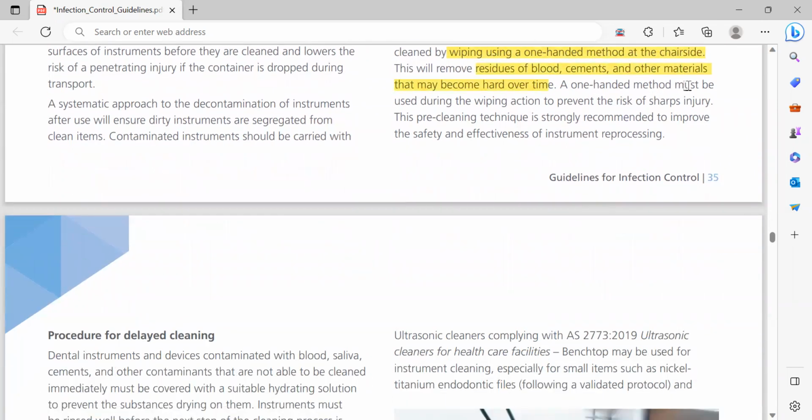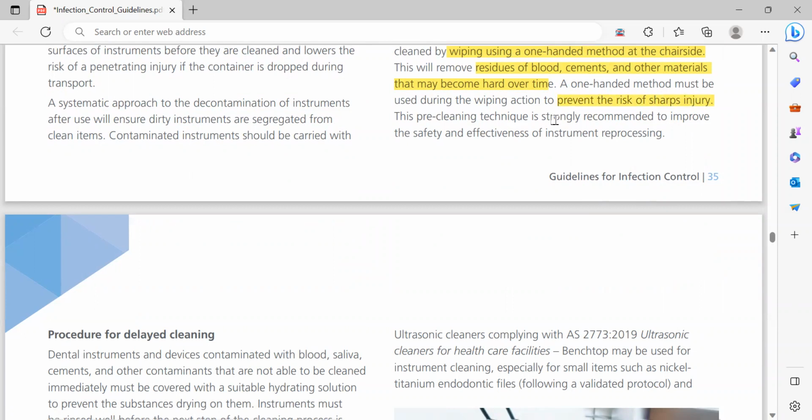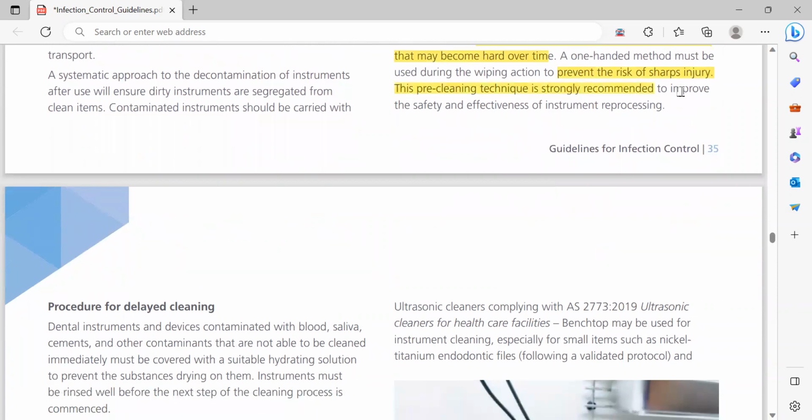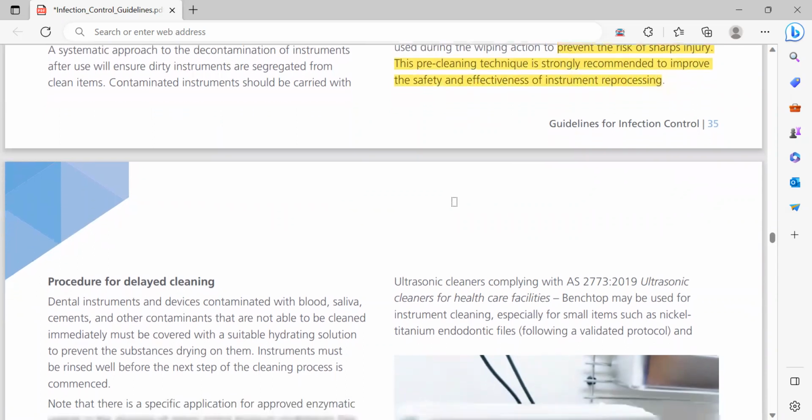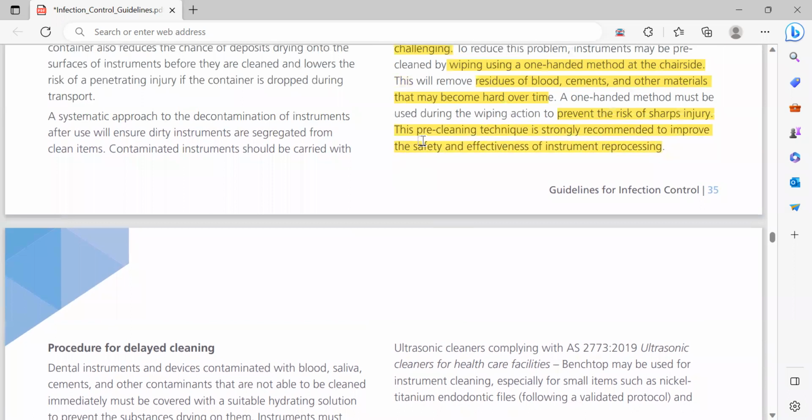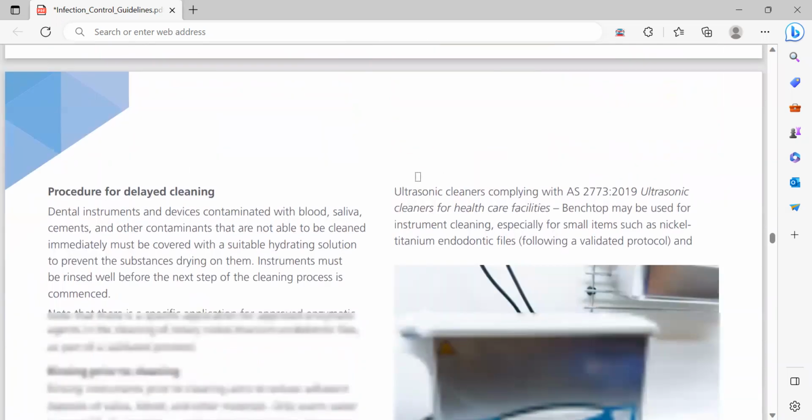The one hand method must be used during the wiping action to prevent the risk of sharp injury. The pre-cleaning technique is strongly recommended to improve the safety and the effectiveness of the instrument reprocessing. So it is very important that you start your cleaning step from the chair side.